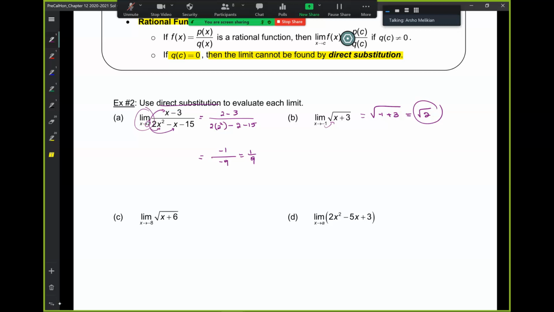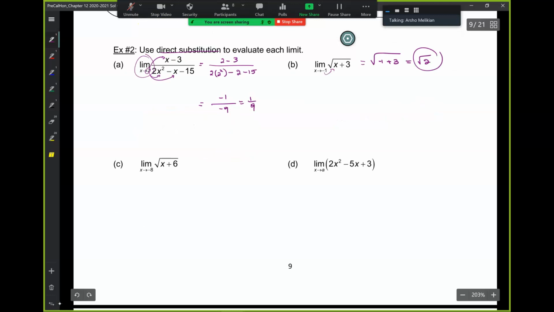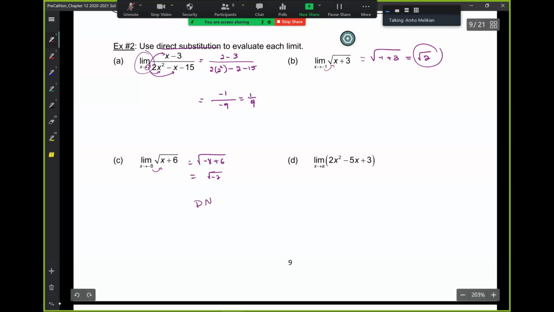Okay. And then, all right, so let's do this one. So if you plug it in, right, we get the square root of negative 8 plus 6, which is the square root of negative 2. And that's an imaginary number. That's not a real number. That can't happen. So we say DNE.